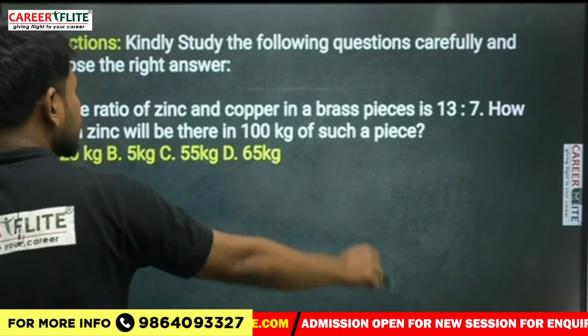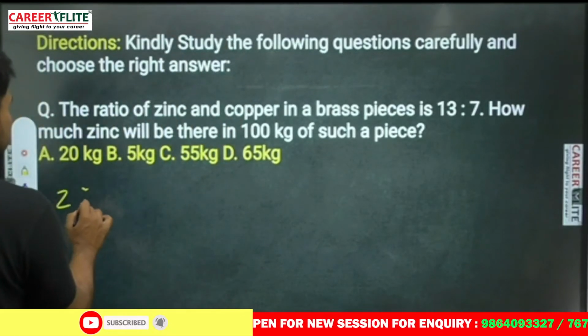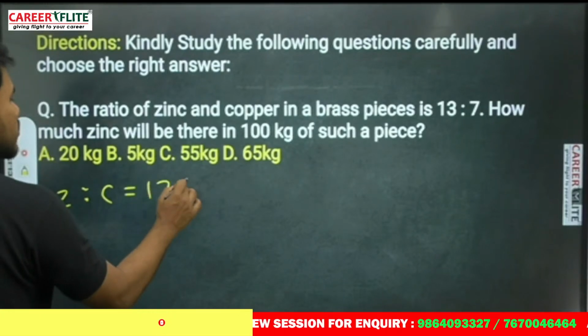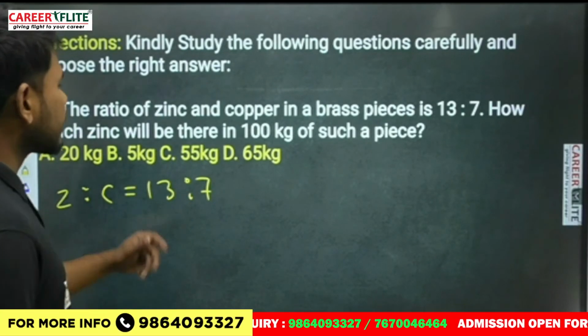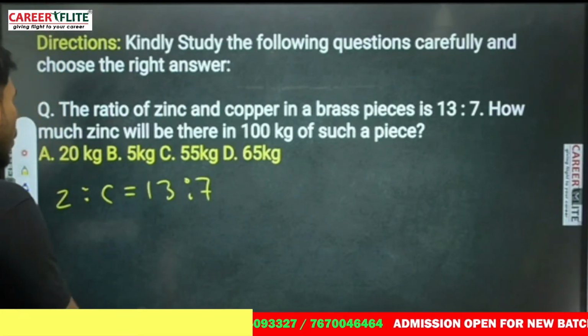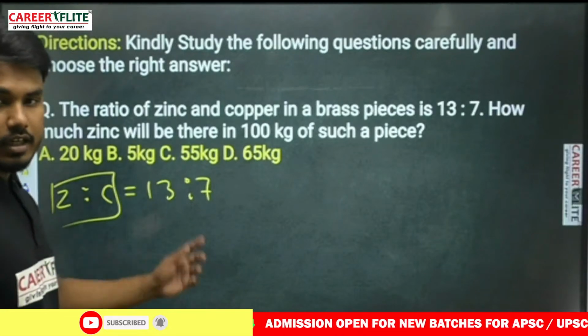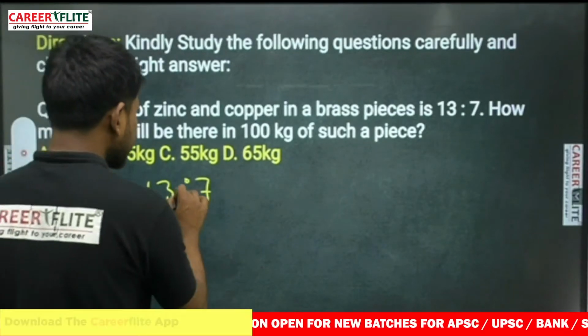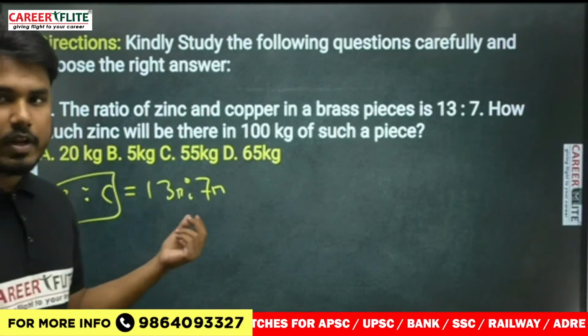The ratio of zinc and copper in a brass piece is 13:7. How much zinc will be there in 100 kgs of such a piece? So what is the ratio between zinc and copper? 13:7. So we'll take them to be 13R and 7R.